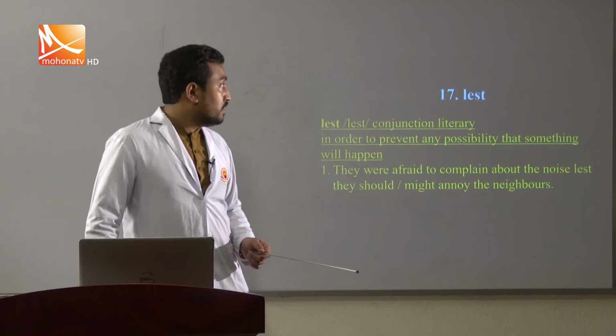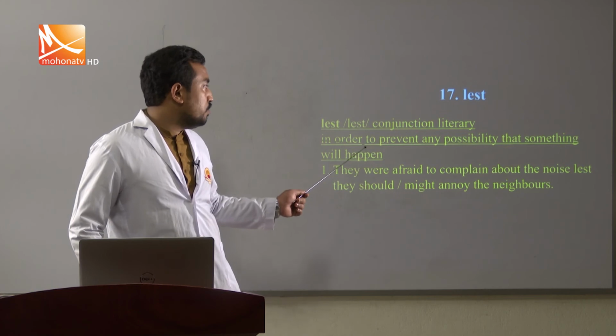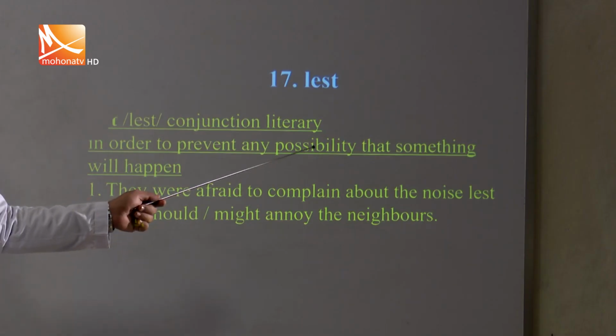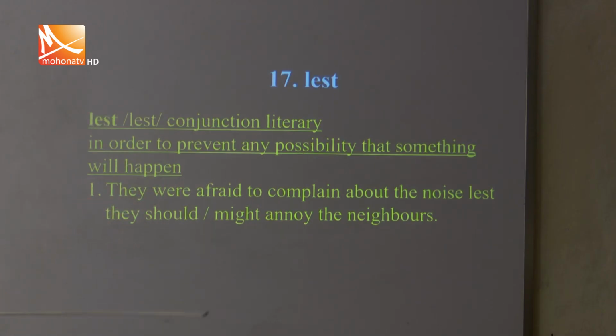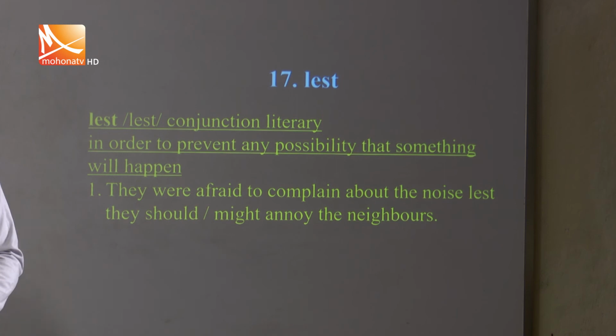Number 17, lest. Lest is a conjunction, a literary word used in order to prevent any possibility that something will happen. So, lest is used to express a kind of fear or worry. They were afraid to complain about the noise lest they should or might annoy the neighbors. So, after lest, the next clause will start with subject plus should or might, then the present form of verb. Okay? So, lest.